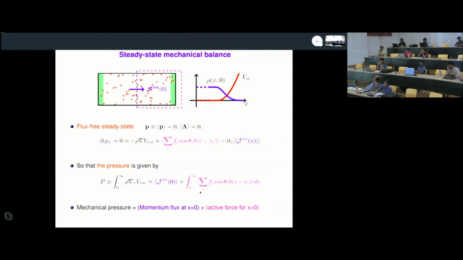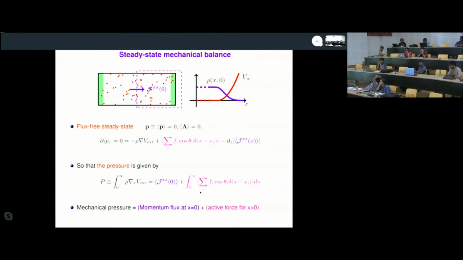If you rewrite that as the pressure, so the force on the right half of the wall, you find that it's equal to the flux of the momentum entering the right half of the system plus the active force exerted on the right half of the system. And now here, you can see why you should be surprised that an equation of state exists.